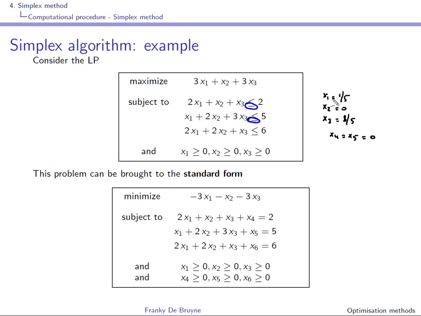Whereas if you plug this in the last inequality over here, you have 2 over 5 plus 8 over 5, that's 10 over 5, that's 2. And here you see that you do not meet the equation with equality. So you have 2 that is smaller than 6. So indeed you have some slack, and this is why x6 was set to 4.